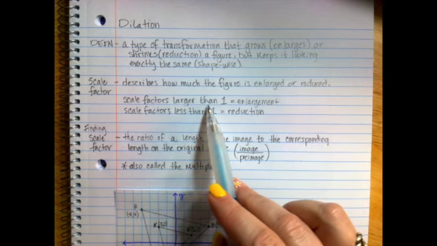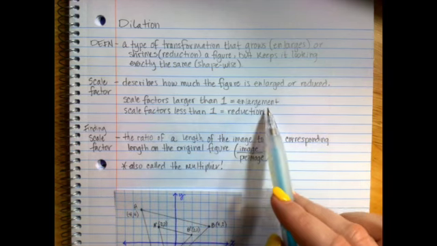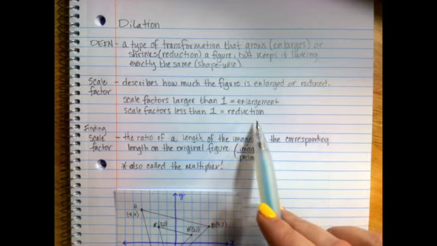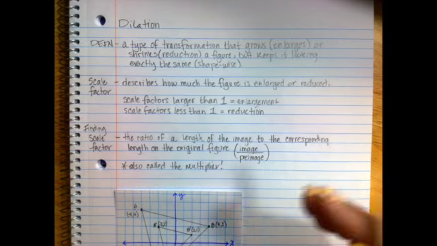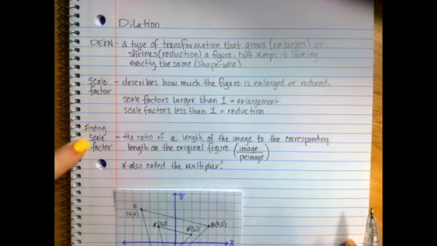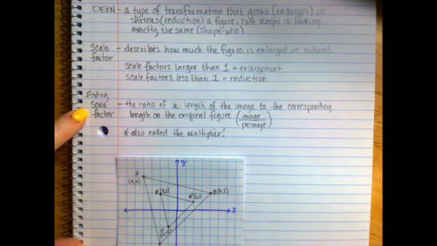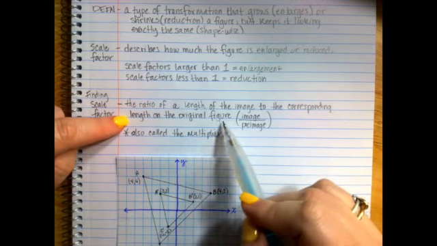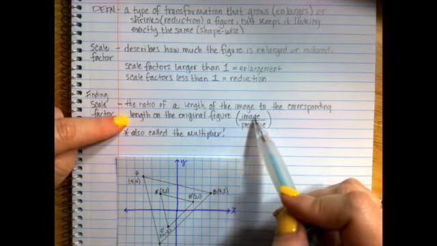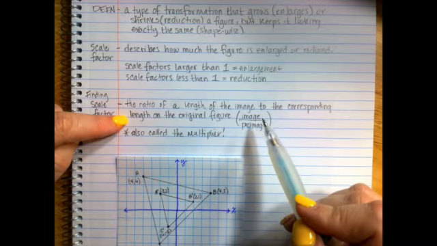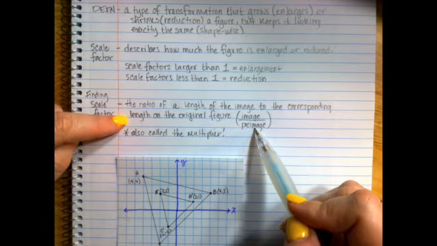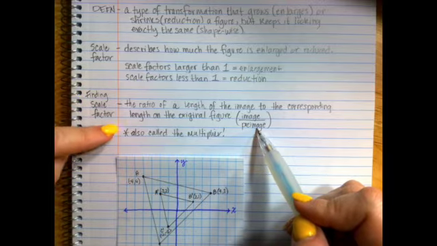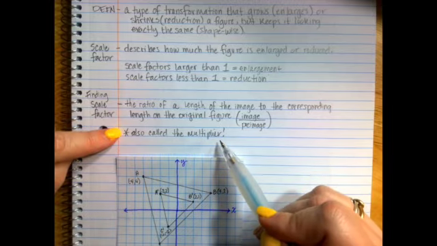Scale factors larger than 1 mean that it will be an enlargement. Scale factors less than 1 will mean it is a reduction. The figure will reduce in size. So finding the scale factor is the ratio of a length of the image to the corresponding length of the original figure. In other words, you put the length of one side of the image over that same side in the pre-image, and that becomes your scale factor. An easier thing to think about is it is also called the multiplier.